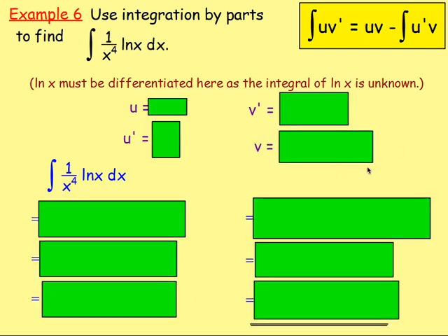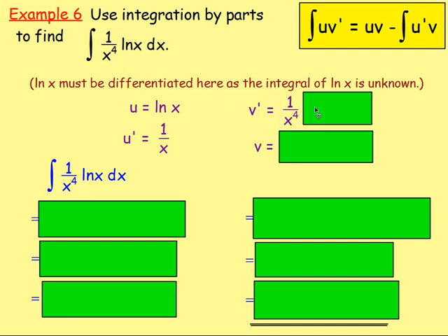Example 6, use integration by parts to find the integral of 1 over x to the power of 4 ln x dx. Similarly to the last example, in the last example we had to differentiate ln x because the integral of ln x was unknown. It's the exact same here. So we have to differentiate ln x, which means u would be ln x. U dash then, if we differentiate ln x, that is 1 over x. Good, 1 over x. And v dash then has to be 1 over x to the power of 4. To integrate that, you would rewrite it, move the x to the top line, and that'll be x to the power of negative 4.